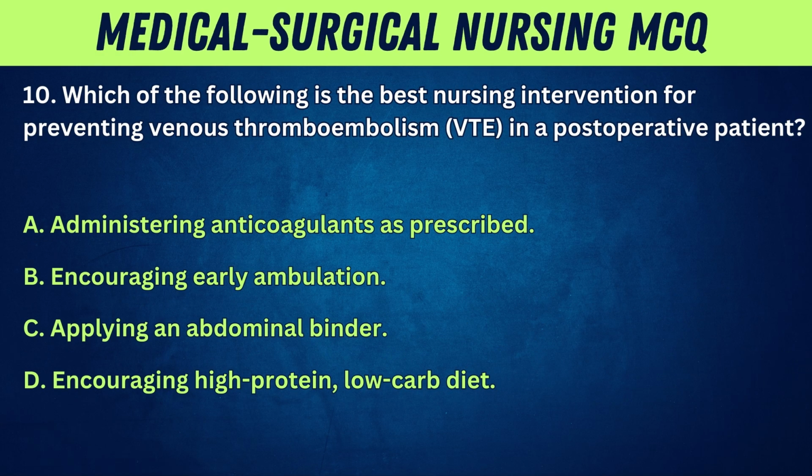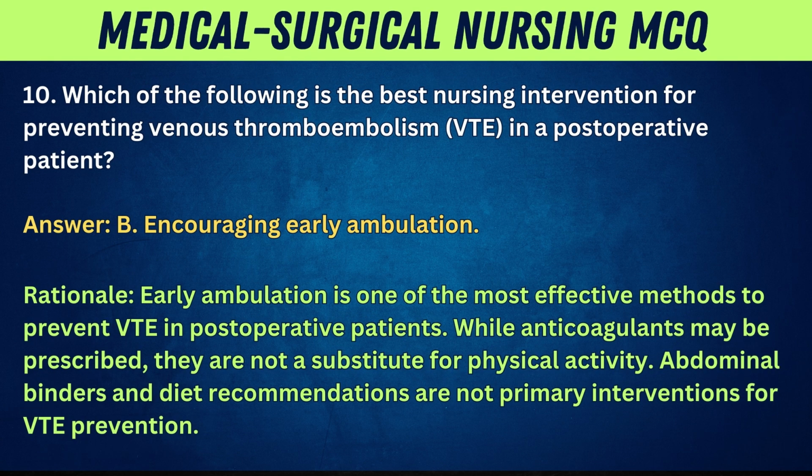10. Which of the following is the best nursing intervention for preventing venous thromboembolism, VTE, in a postoperative patient? A. Administering anticoagulants as prescribed. B. Encouraging early ambulation. C. Applying an abdominal binder. D. Encouraging a high-protein, low-carb diet. Answer: B. Encouraging early ambulation.